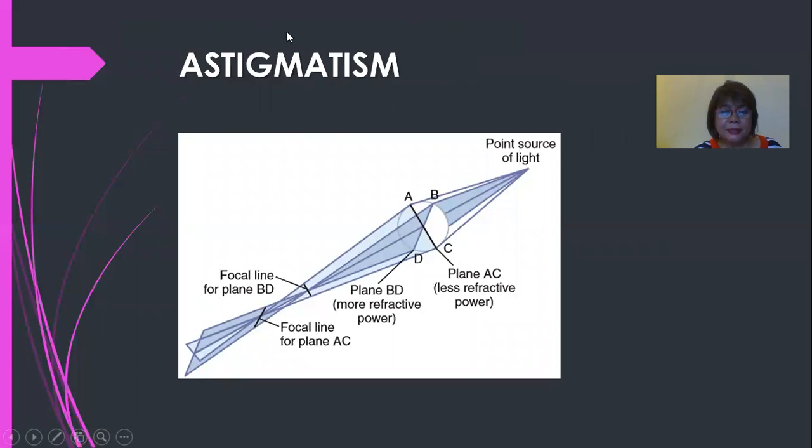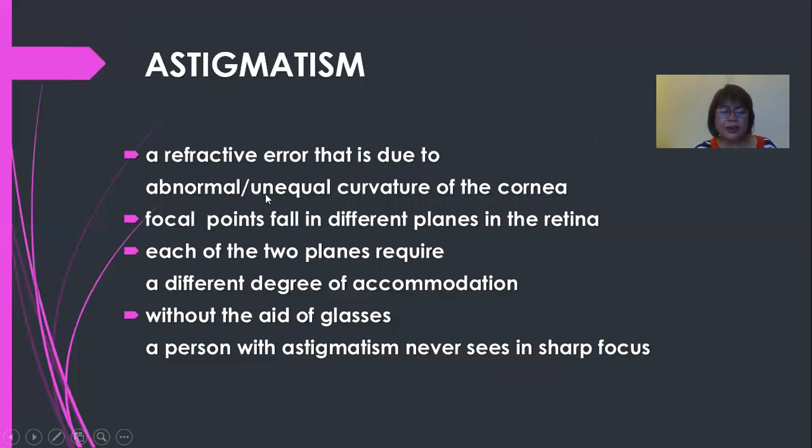Okay. Astigmatism. Astigmatism is actually due to a refractive error that is because of abnormal or unequal curvature of the cornea. The focal points fall in different planes in the retina because of this, so you create two planes with different degrees of accommodation. Without the aid of glasses, a person with astigmatism never sees in sharp focus.